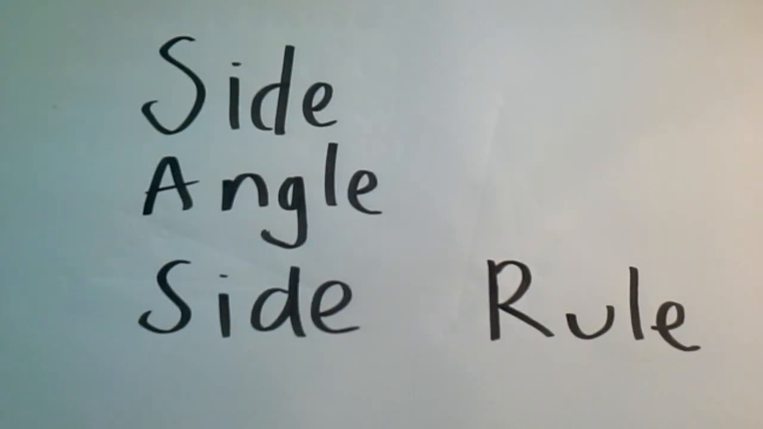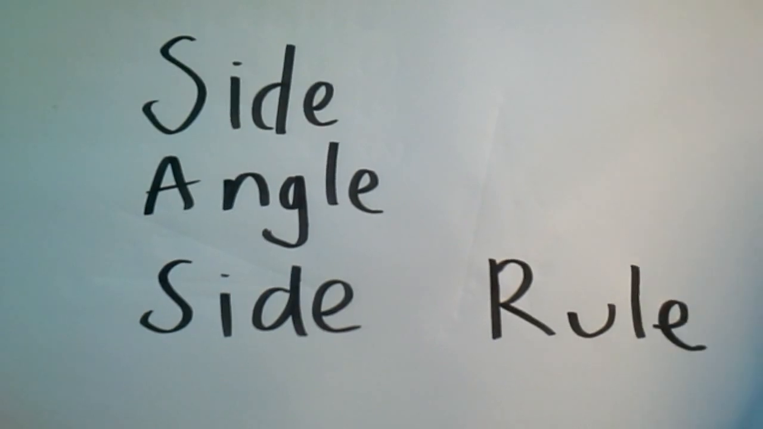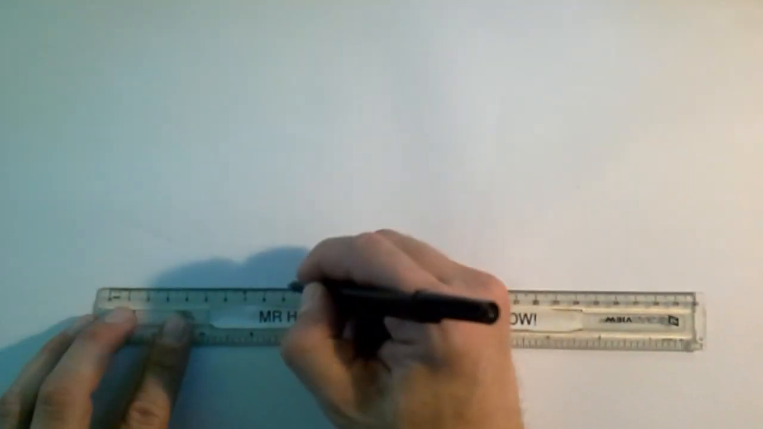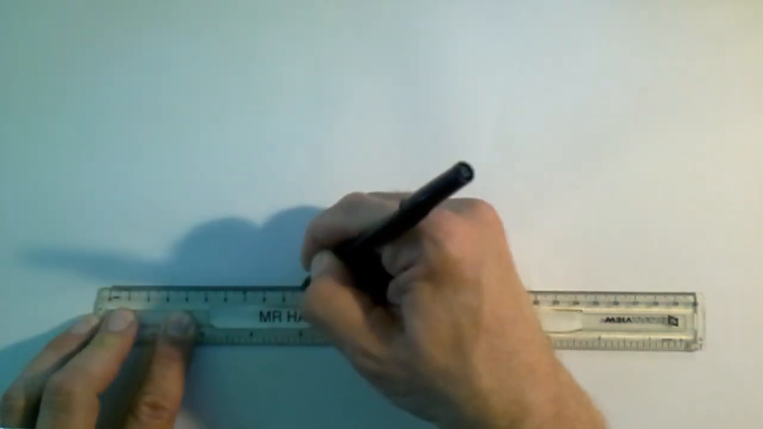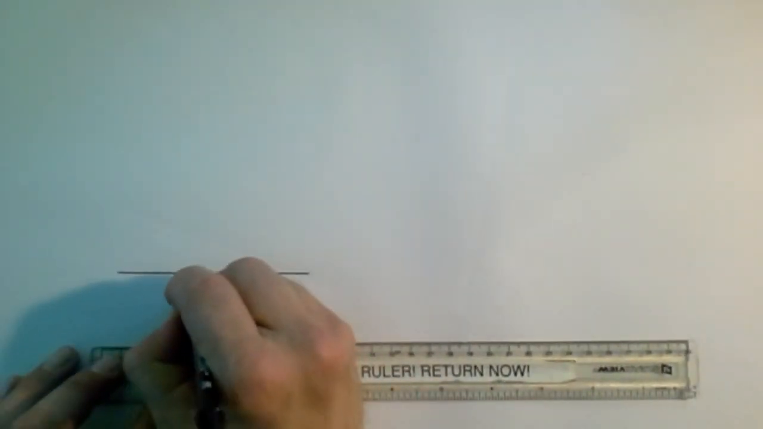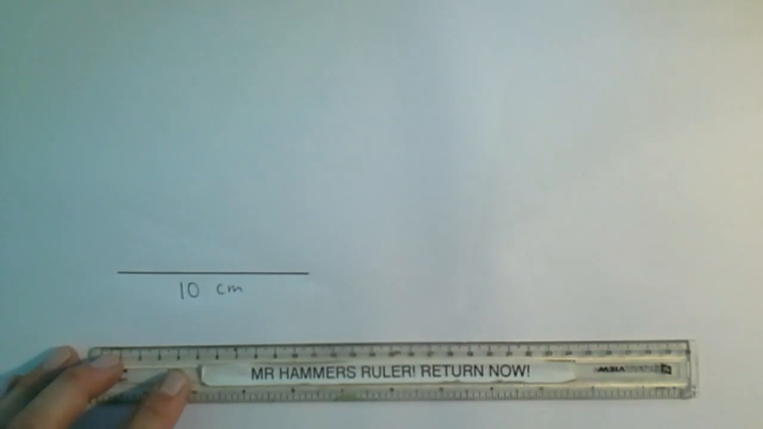Okay, this is another congruency rule. Here we have the side angle side rule. So in this case, we're going to start with a side, and I'll try and make it a bit neater. So here we have a 10 centimeter side. Now I want an angle.